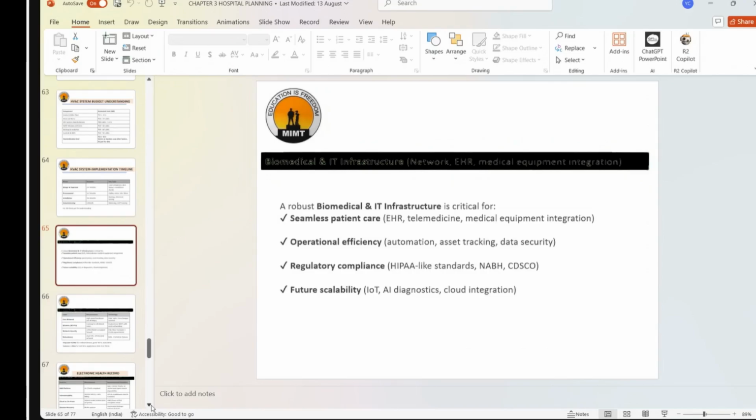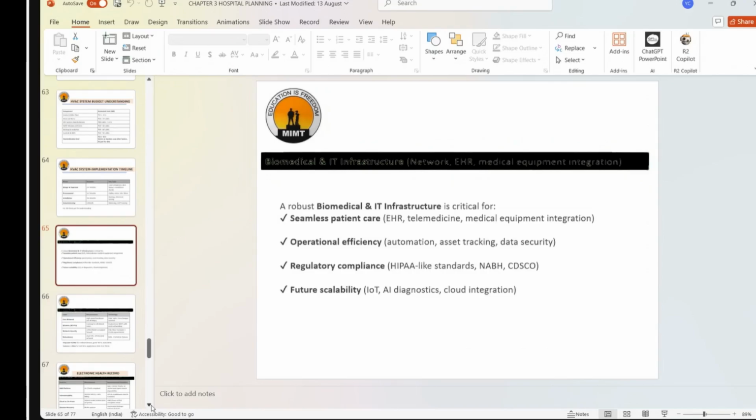The planning of a digital hospital may be something different. In the last part of this planning and management, I may discuss this digital hospital separately. What is the planning for the digital hospital? Okay. For any kind of robust biomedical and IT infrastructure, why is it very important? Because of seamless patient care, electronic health record is there. Nowadays, the telemedicine concept is very much in practice or very much in demand. It is also part of the technology.